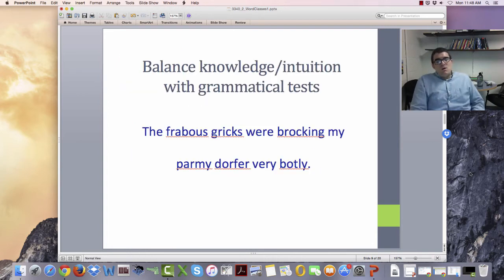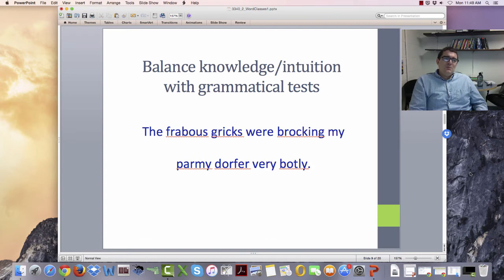So when working with grammar, we want to balance the knowledge that we have and our intuition, but we also need to perform some grammatical tests. Now, certainly we all have grammar knowledge. We are speakers of English. We may not have the technical words to describe what we're doing, but we can certainly do so. We certainly use grammar and we communicate clearly all of the time. So look at this example. The Frabbis Gricks were brocking by Parmy Dorfer very botly.